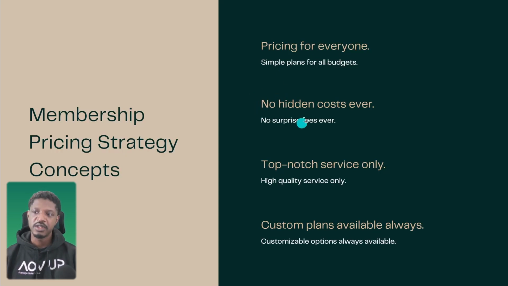Or maybe you want to take the angle that you're going to charge a fixed fee and there's no hidden cost ever, right? So for example, you could say your members can pay $50 for the year and there's no additional costs throughout that time. Or maybe you just want to say pay $500 and you get lifetime membership access.